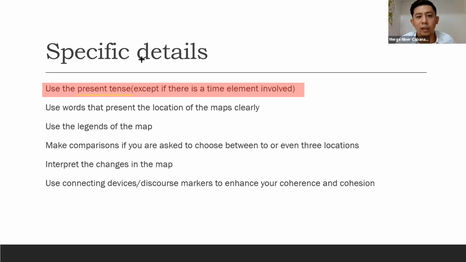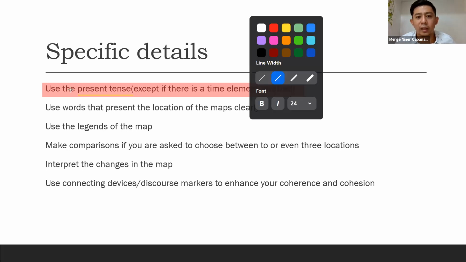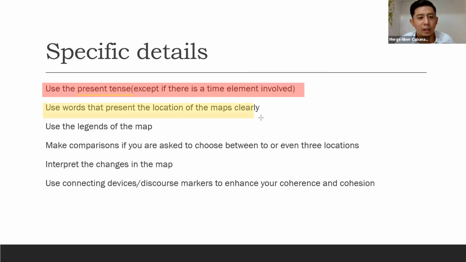So we want to use words that present the location on the maps clearly. So we're going to use the words situated at, located at, erected on, built on. We use the legends of the map. Is there a housing? Is there a leisure complex? Is there a supermarket? Where are they?